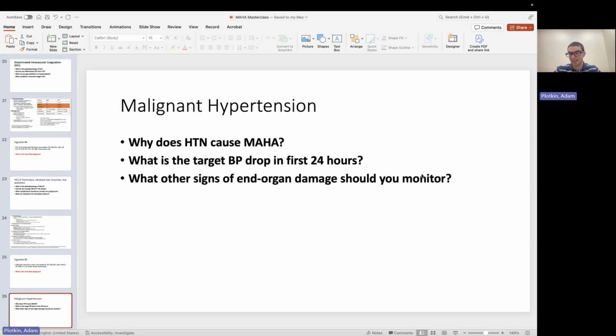So this is going to be malignant hypertension causing microangiopathic hemolytic anemia. So I want you to pause your screen again and consider these questions. Why does hypertension cause MAHA? What is the target blood pressure drop in the first 24 hours? And what other signs of end organ damage should we monitor? So pause, think about those.